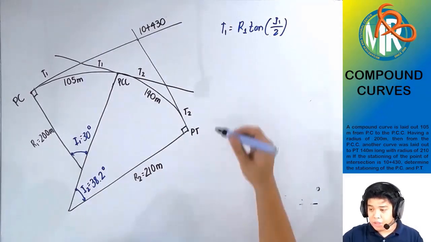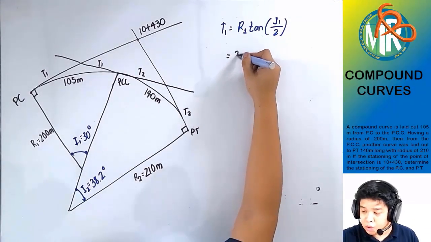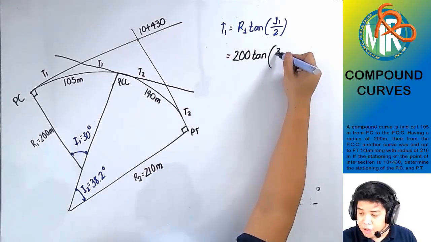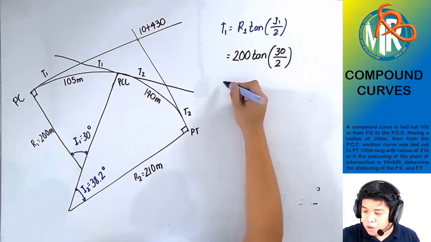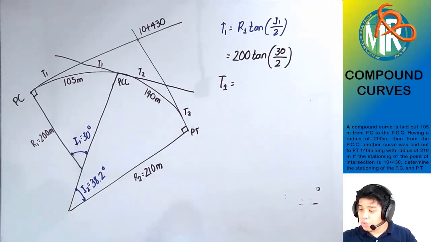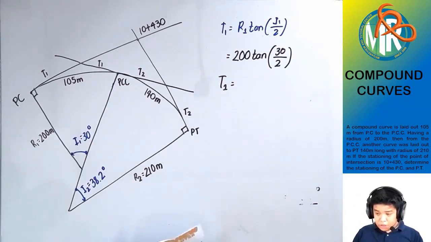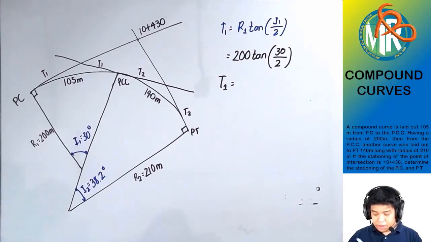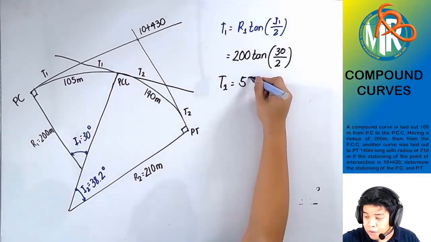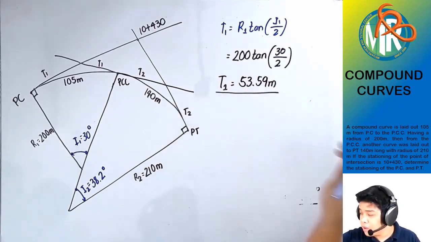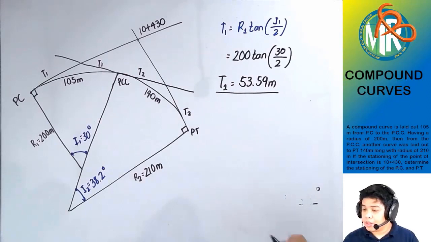Okay, so let us calculate that. Yung R1 natin is 200 tangent, ano yung I1? 30 all over 2. Therefore, ang value ng T sub 1 is now equal to 200 tangent of 15. The answer is equal to 53.59 meters. Okay, that is the idea.